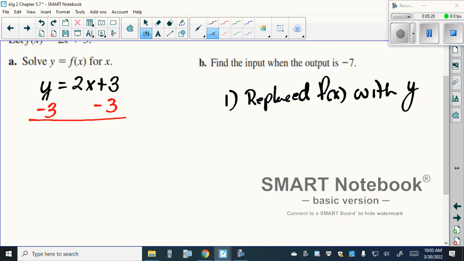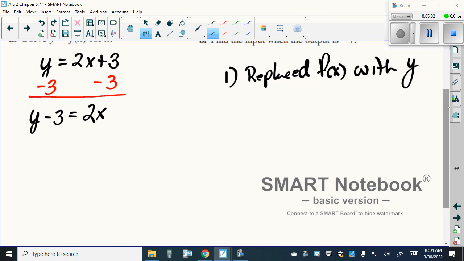And if I subtract 3 from both sides, on the left-hand side we'd have y minus 3 is equal to 2x. Now what would we do next? Divide both sides by 2, which tells us that x is equal to (y minus 3) over 2. Okay, so we solved it for x.